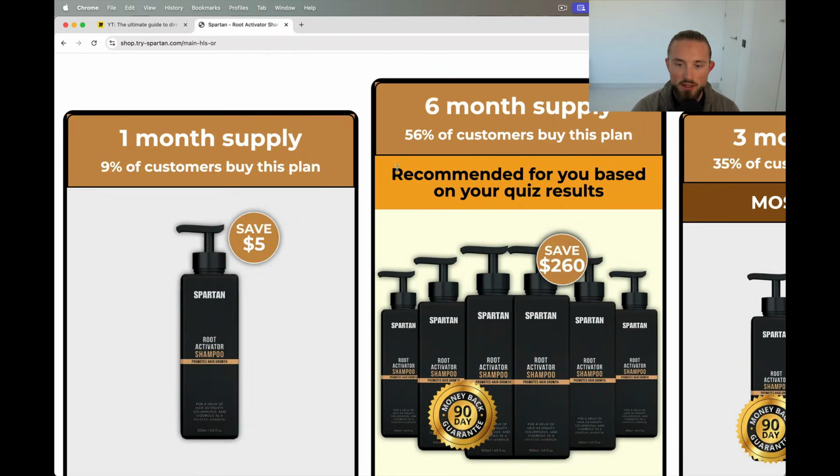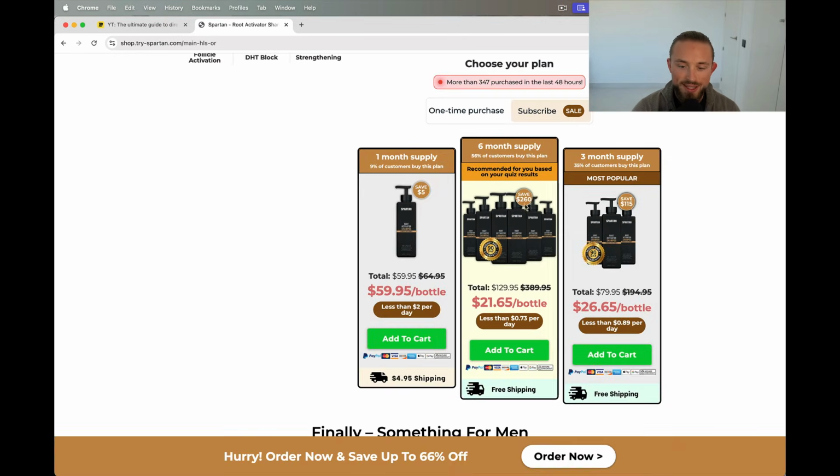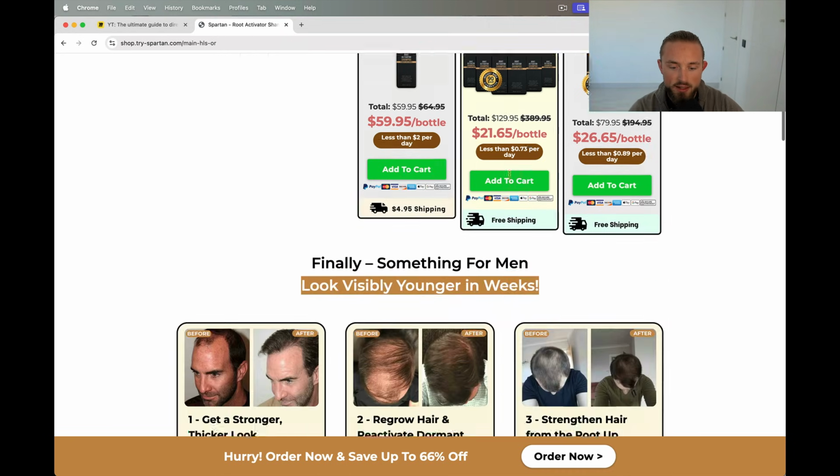And then you can again see recommended for you based on your quiz results. That essentially, yes, they could go for the 1-month supply or for the 3-month supply, but this just feels like the best option. It's by far the cheapest option in terms of the price per bottle. And again, it's really individualized based on the answers they gave us earlier.